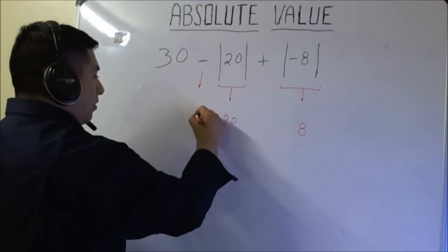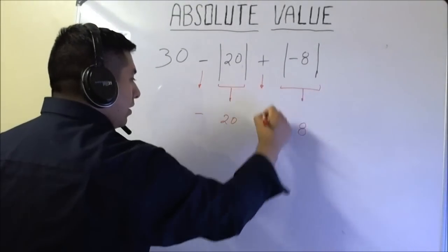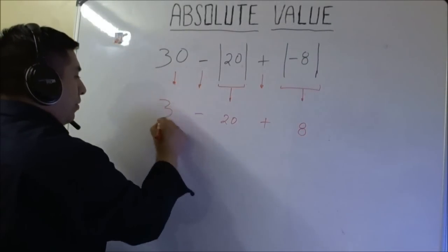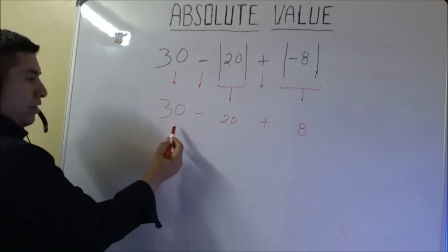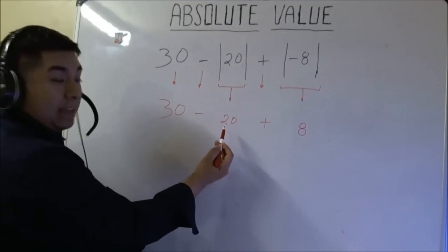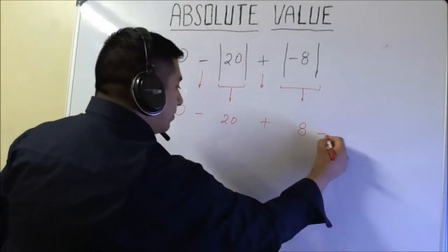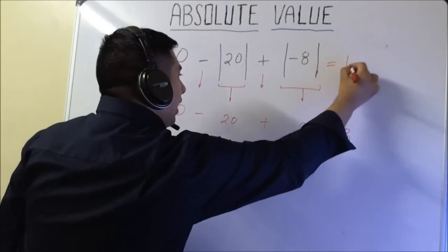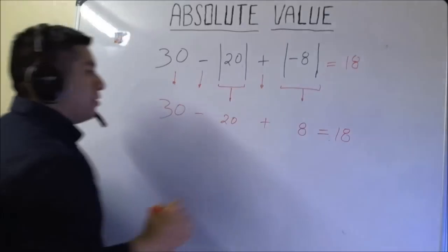Then you carry the signs like this, and finally the number. 30 minus 20, 10, plus 8, 18, and 18 is your answer.